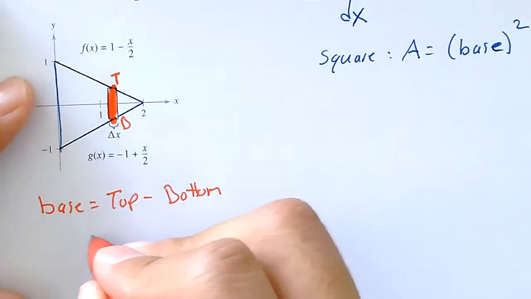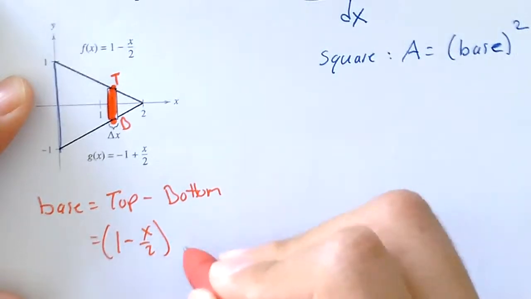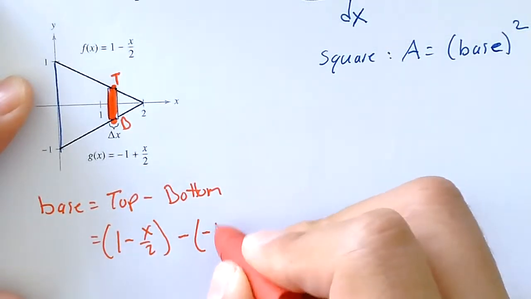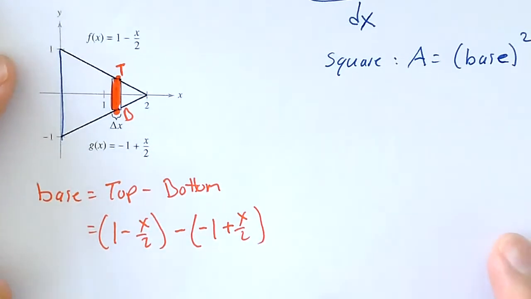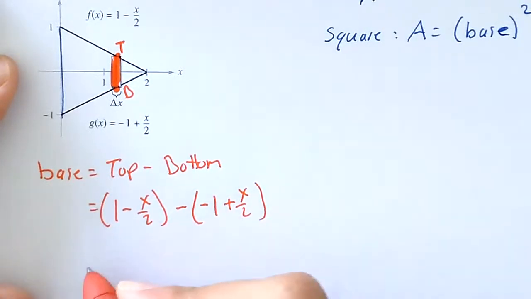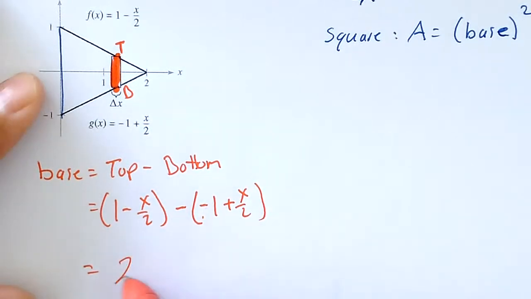So in this case, the top function is 1 minus x over 2. The bottom function is negative 1 plus x over 2. And so when I subtract, if I distribute that, that gives me 1, that's 2. If I distribute that, that gives me a negative there, a minus. And I guess I have another minus there, so that's minus x. Verify that, make sure you agree. So that's the base. So let me come this way now.